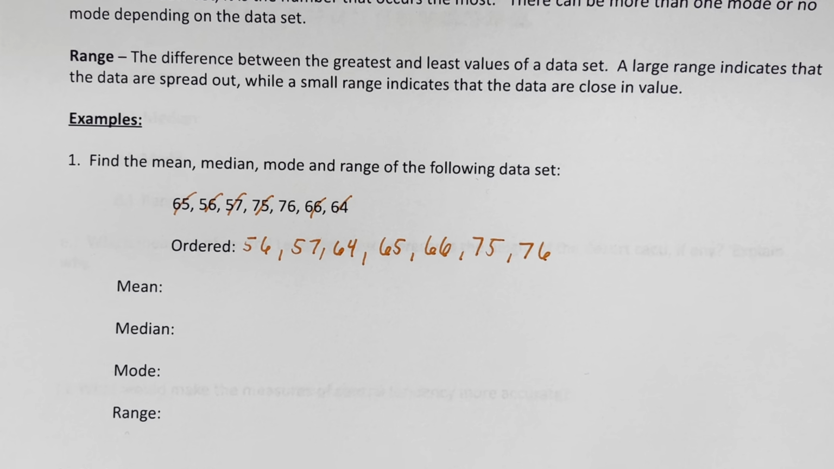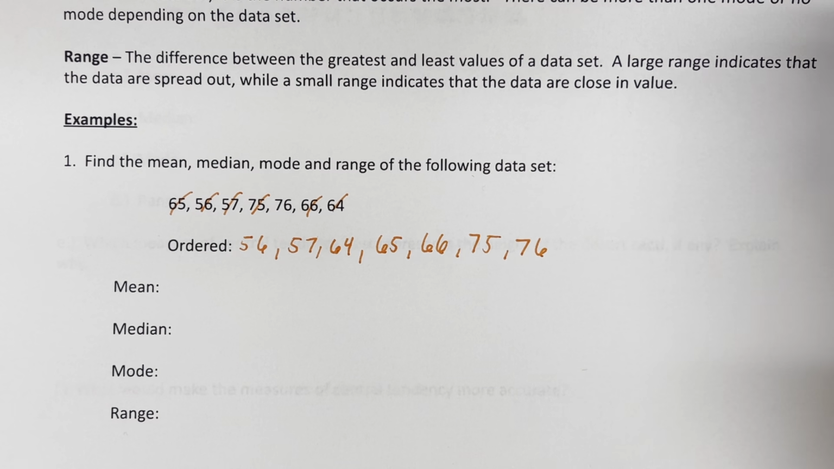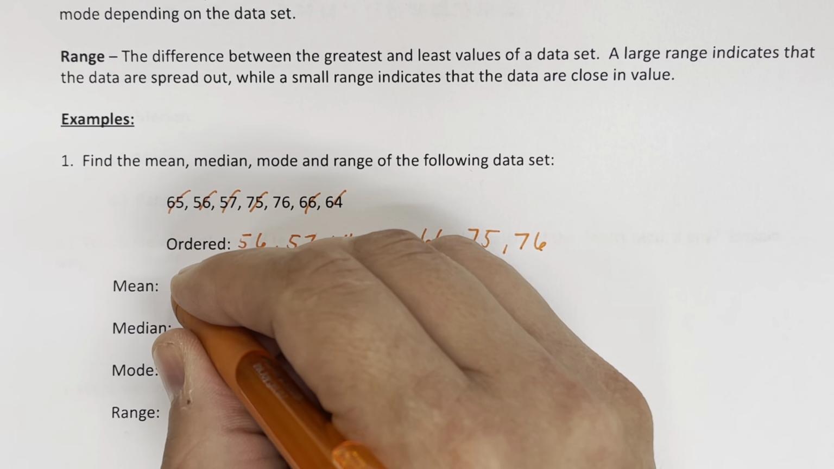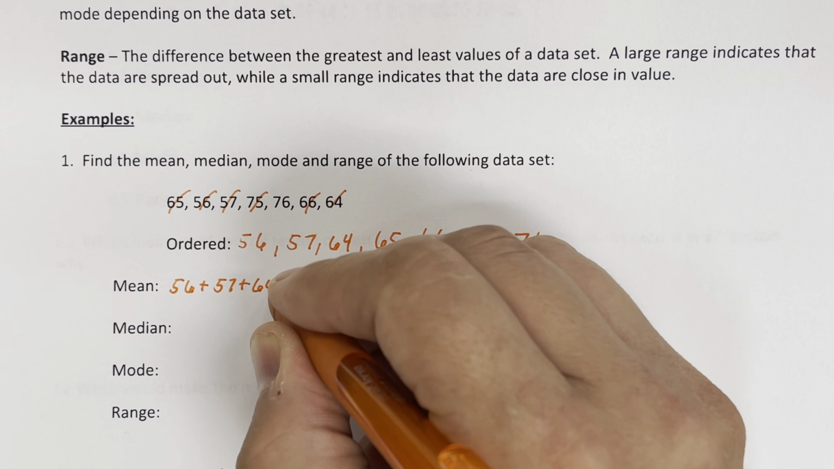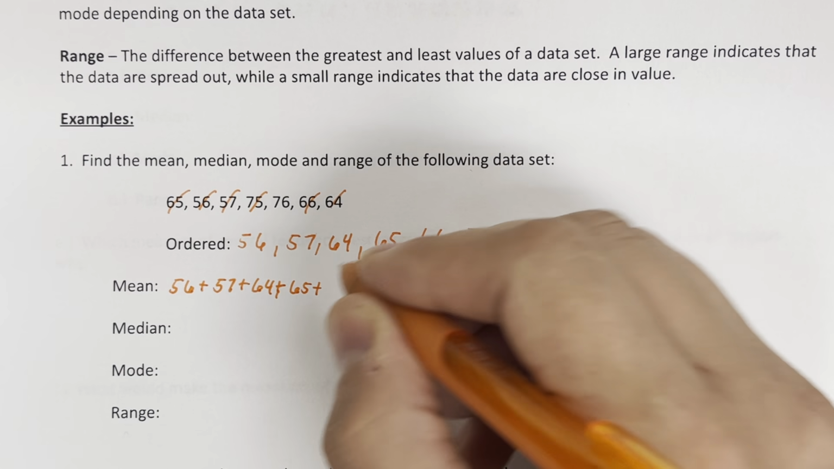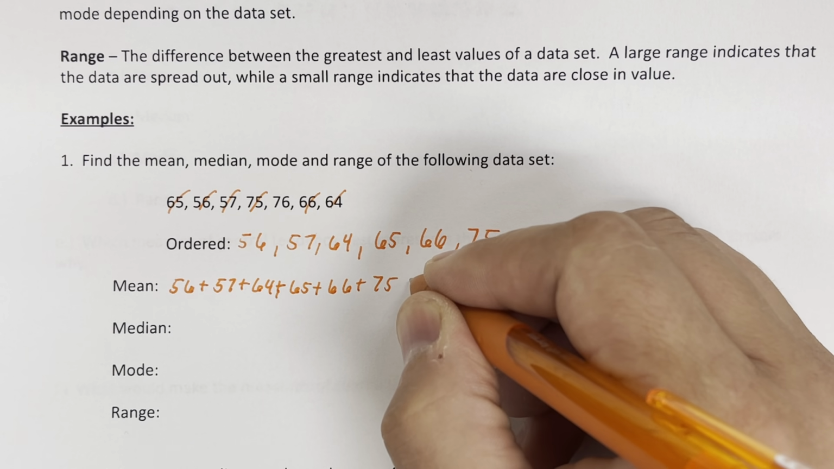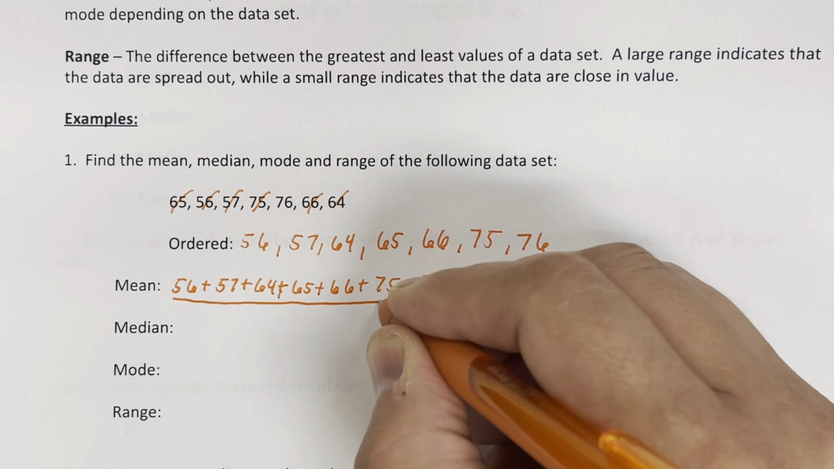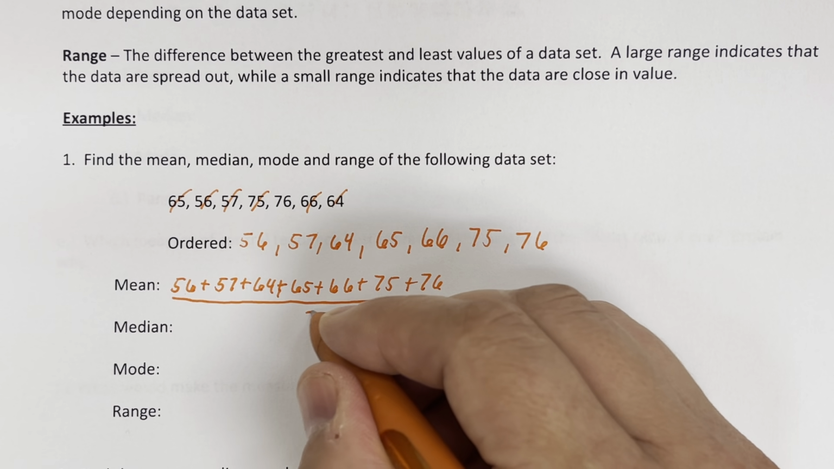So for us to find the mean, we have to add all these numbers up and divide by how many that there are. So when I add all of them up, I just have to take 56 plus 57 plus 64 plus 65 plus 66 plus 75 plus 76. And then I would divide by how many that there are. So I need to count the number of items. 1, 2, 3, 4, 5, 6, 7. There are 7 of them, so I would divide by 7.